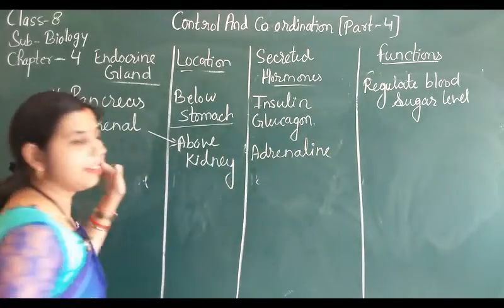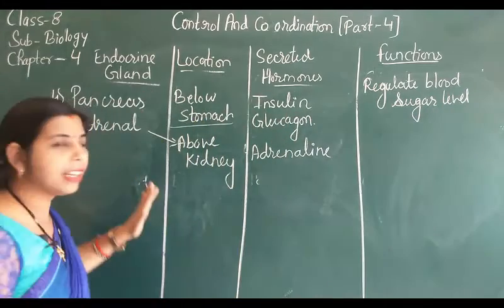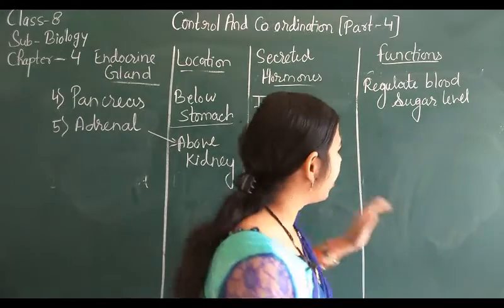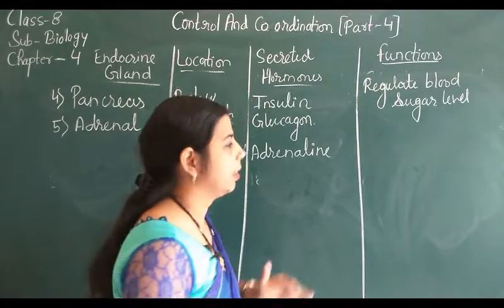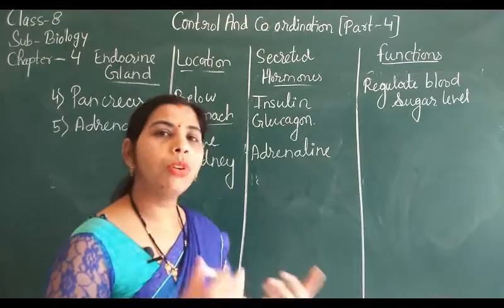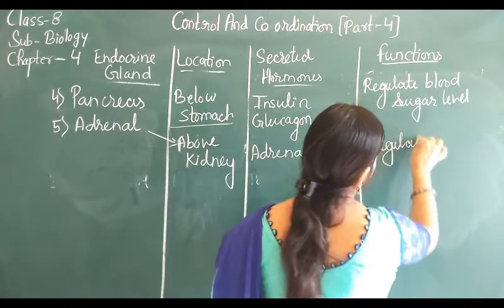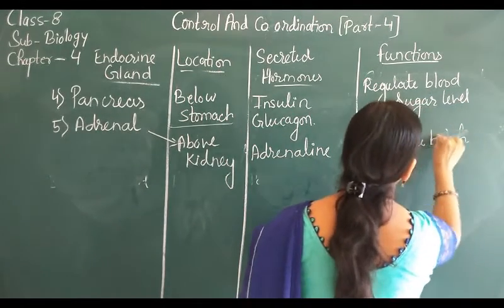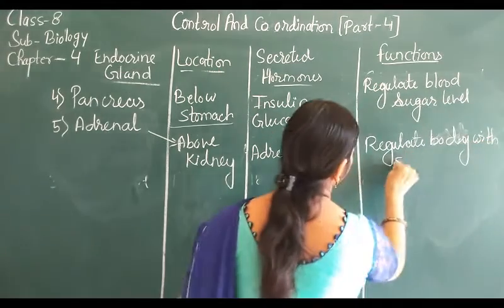Now this gland is very, very important, and the hormone which is secreted by this gland is also very important. Adrenal gland is also known as the emergency gland. And why is it known as the emergency gland? Because it regulates the stress response. It regulates the stress response and helps the body cope with and deal with stress.